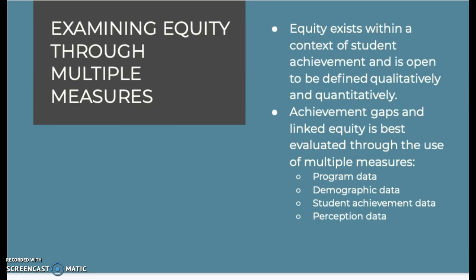Looking at equity through the context of the student achievement piece, we want to apply multiple measures to really get a broader understanding of that equity or achievement gap piece overall. Because equity exists in a context, it's not going to be on its own, but really can be defined qualitatively and quantitatively. Achievement gaps linked through equity can be evaluated at a baseline through four different areas in those multiple measures, which are program data, demographic data, student achievement data, and perception data. As part of this presentation, we're going to walk through all four of those areas as they relate to equity gaps in Clarkston Community Schools and programming that have been identified.